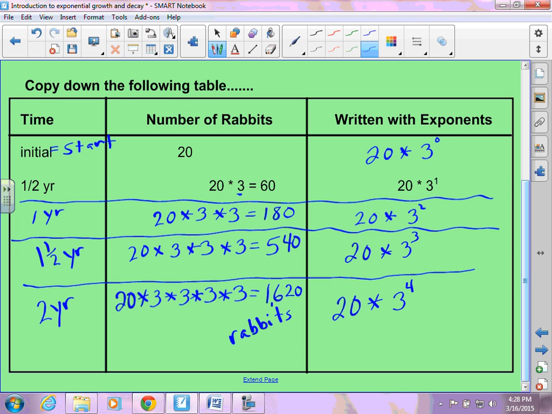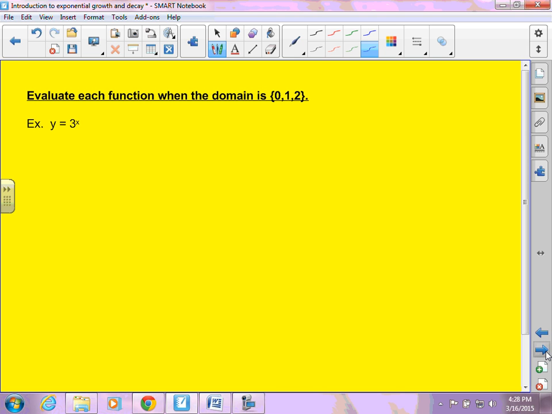Let's move on. We're going to evaluate each function when the domain is given. Now, we have done this with linear already. What's different with this is you're going to notice the equation looks a little bit different. It's y equals, which we're used to, but it's 3 to the x. You'll notice the x is an exponent, and we haven't had that before.